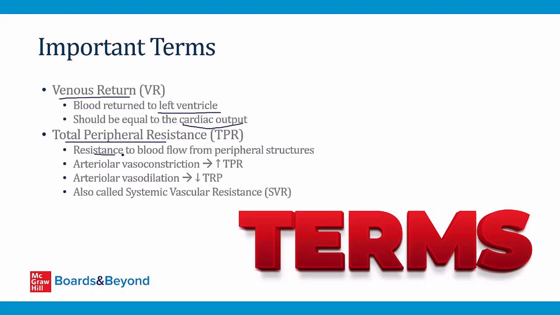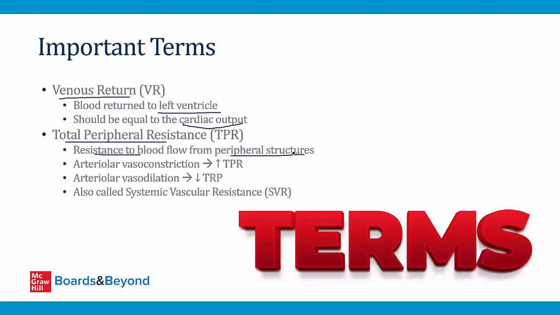This is the resistance to blood flow from peripheral structures. So when the left ventricle tries to push blood out of the heart, that blood exiting the heart is resisted by structures in the periphery. And the total resistance of all those structures is called the total peripheral resistance, or TPR.